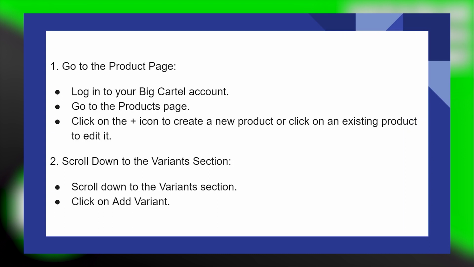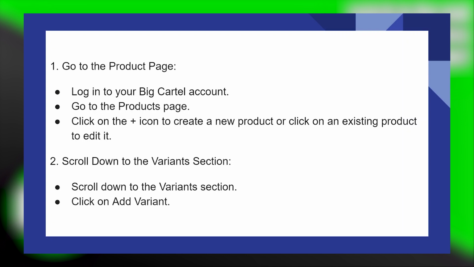Adding variants on Big Cartel is very easy to do. Today I'm going to show you how to do it. Log in to your Big Cartel account. Then go to the products page. Now click on the plus icon to create a new product or click on an existing product to edit it.